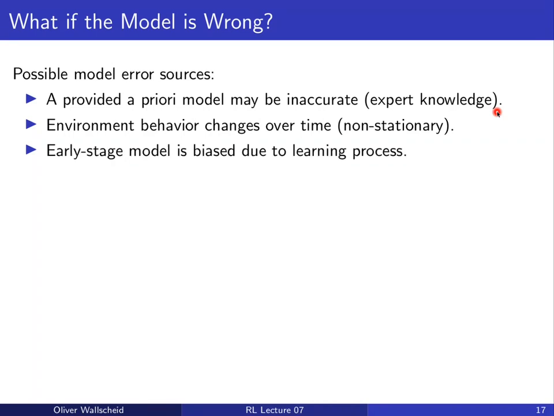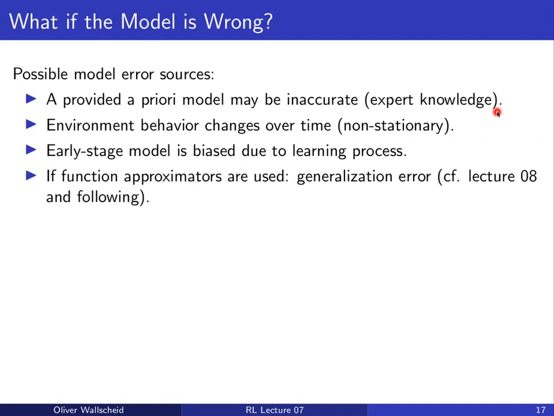Another source is if we have to first learn the model based on real experiments, especially when we have to initialize a model with no prior knowledge. So for example, if we have just an empty model buffer, an experience buffer in Dyna-Q learning, then of course early-stage model biases can decrease the learning success of the reinforcement learning agent in the early stage. This is something which we saw during all prediction problems throughout the lecture series. And we will also discuss that in more detail when we are using function approximators.